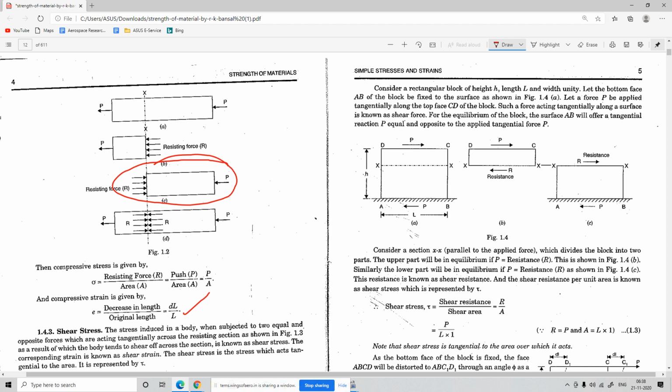Now comes the shear stress. Shear stress is induced when there is motion in two different directions, as you can see in this picture: one on the left-hand side, another on the right-hand side. Due to this, that particular object will start to shear. So shear stress can be defined as the shear resistance per unit area.